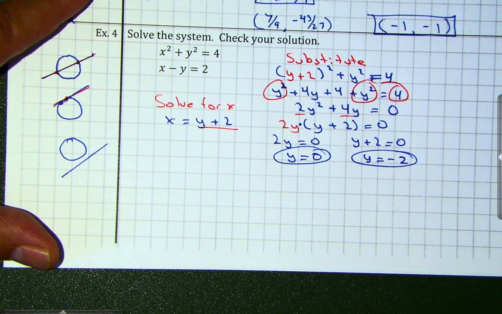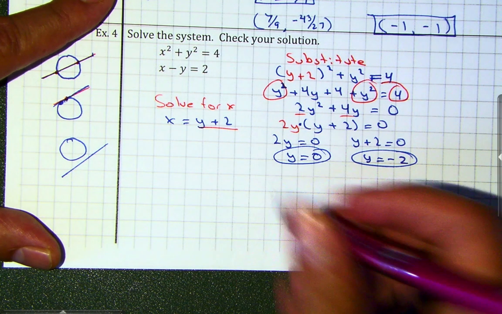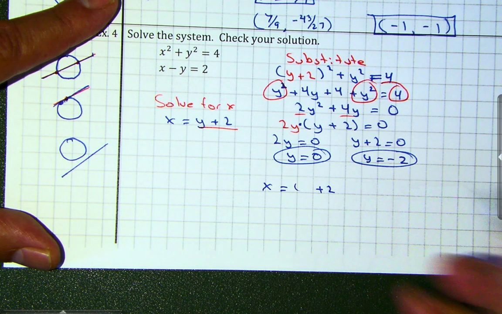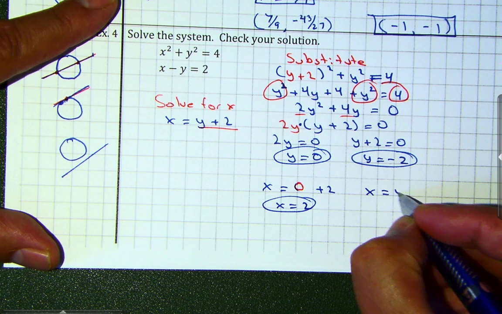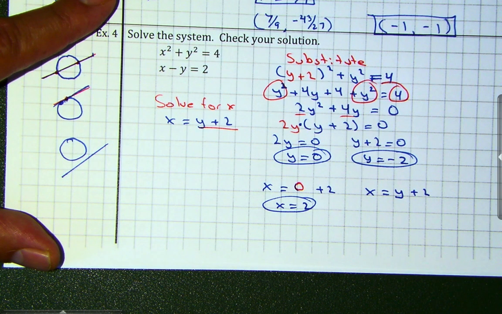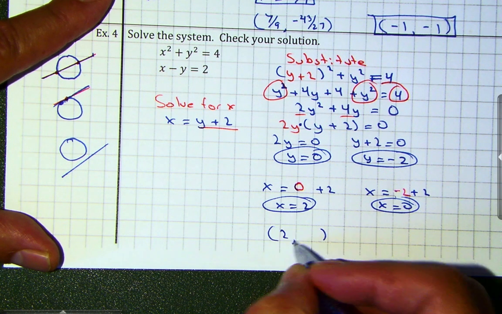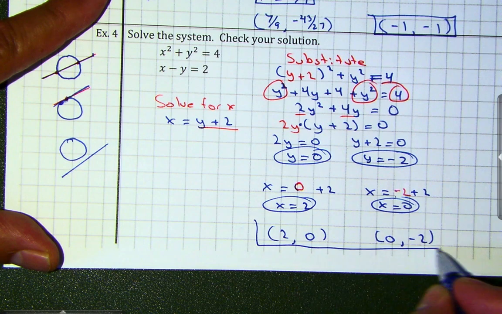And now that I have the y value, I need to find the x value, so I'm going to plug it back over here. So we have x equals y plus 2, where my y value is 0. So therefore, x equals 2. And with x equals y plus 2, instead of the y value, I'm going to plug in a negative 2. Therefore, x equals 0. So therefore, my solutions: my x value is 2, my y value is 0; my x value is 0, my y value is negative 2. So those two will be your solutions.